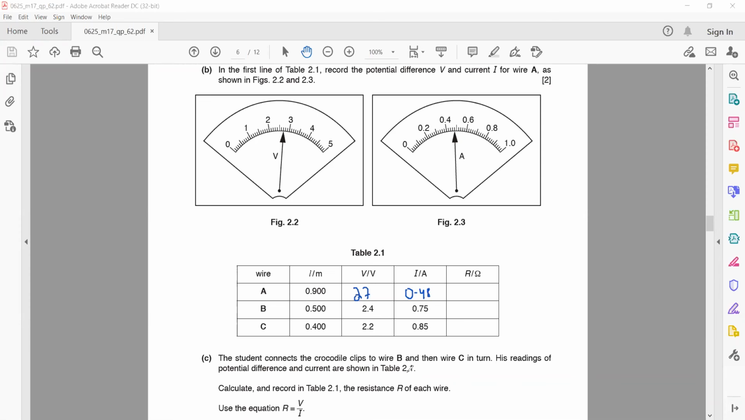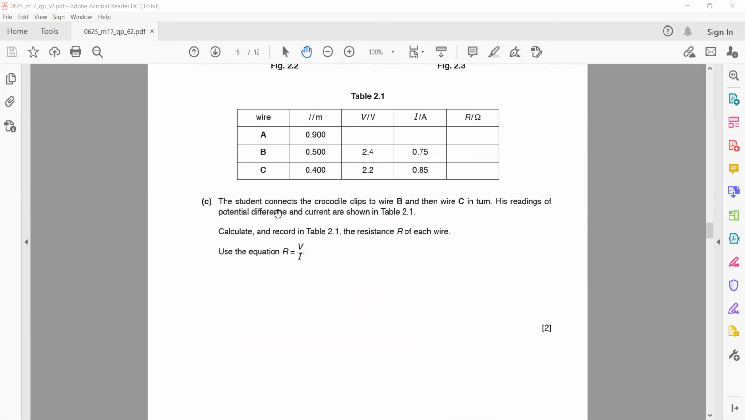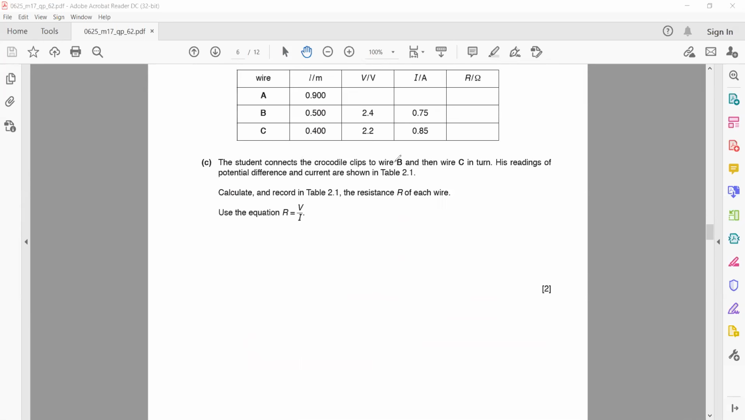Now to get the resistance, we have to complete the last column. This is 2.7 and this was 0.48. You don't have to learn a formula here, just use the formula given in the question. Resistance is voltage divided by current, and write the values. So complete this column using a screen annotation. Voltage divided by current, 2.7 divided by 0.48.